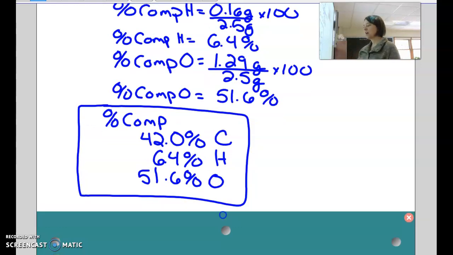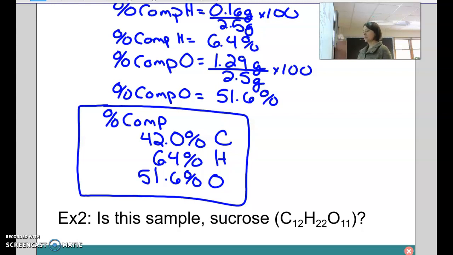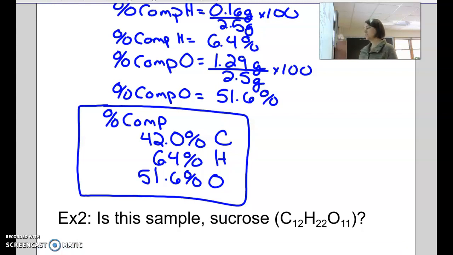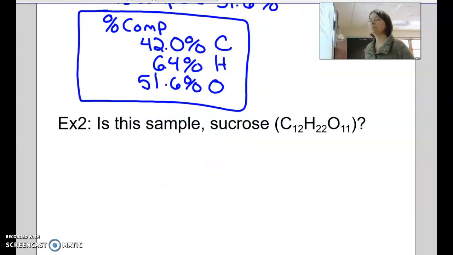Okay, great. Now that you can do that, a question is: is this sample sucrose? Sucrose, C12H22O11. Well, how in the world are we supposed to know? Give up? No. What do we know? We know the percent composition. We know the chemical formula. Can we find the percent composition of a molecule given the chemical formula? Yes. So if the percent composition of sucrose is the same as this percent composition, they will be the same molecule. So let's do this.